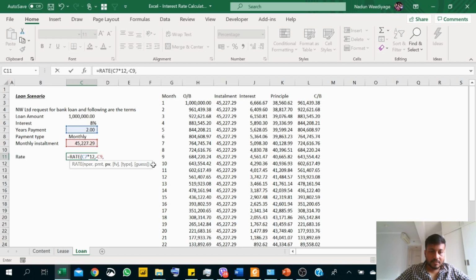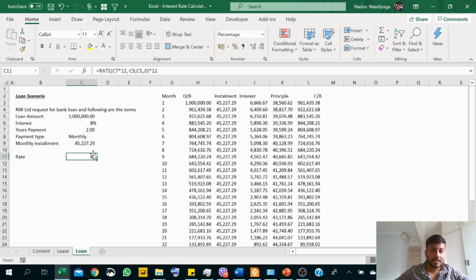and the present value is 1,000,000, and then the future value we don't know, so let's keep it blank, and then the type is at the end of the period, and it will return the value per month. So you need to multiply it by 12 in order to get the annual rate, which comes at exactly 8%.